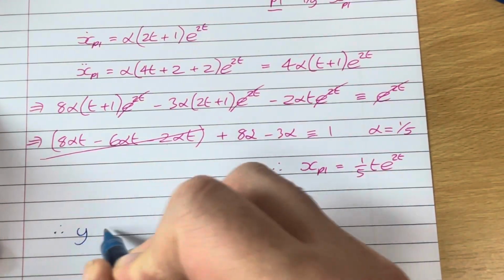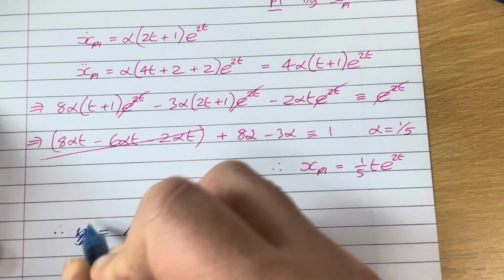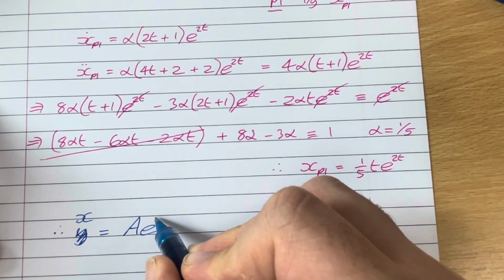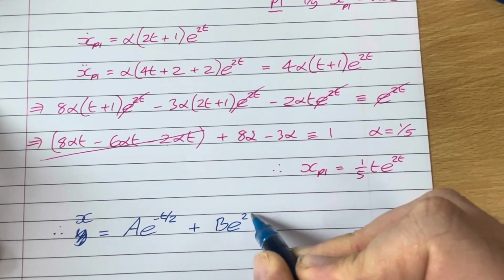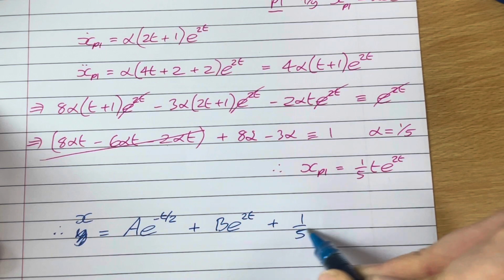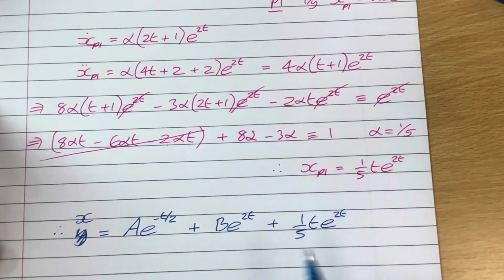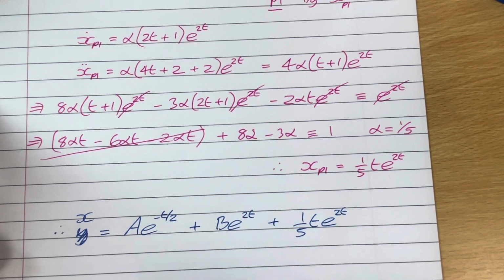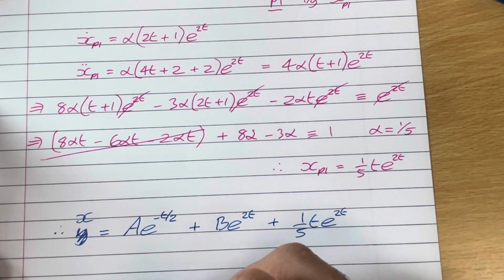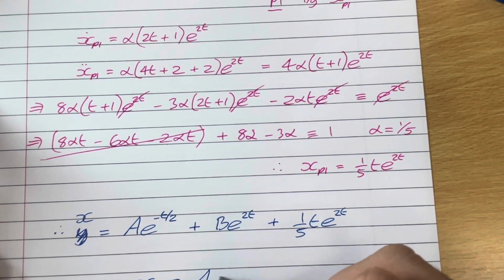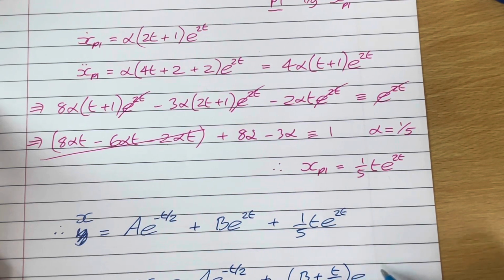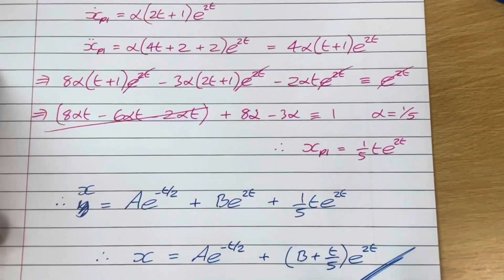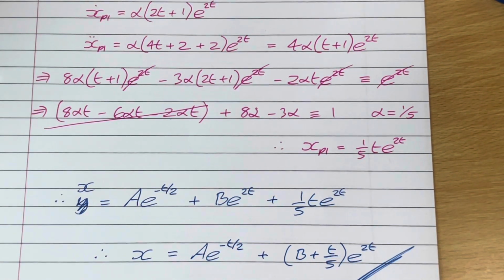So therefore, y is equal to x is equal to a e to the minus t on 2 plus b e to the 2t plus a fifth t e to the 2t. And because the e to the 2t there is common amongst both of those terms, I could then actually condense them and say x is a e to the minus t on 2 plus b plus t on 5 e to the 2t. But this line is fine. Either of those is good.